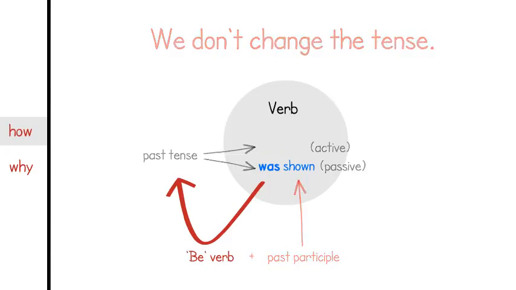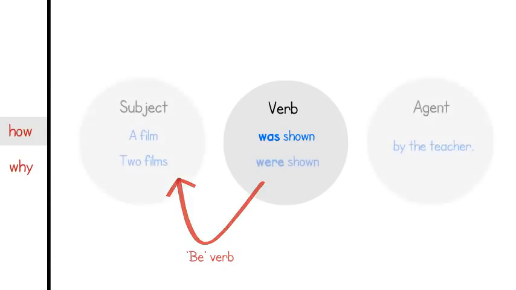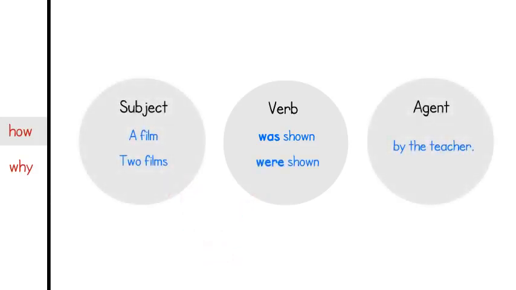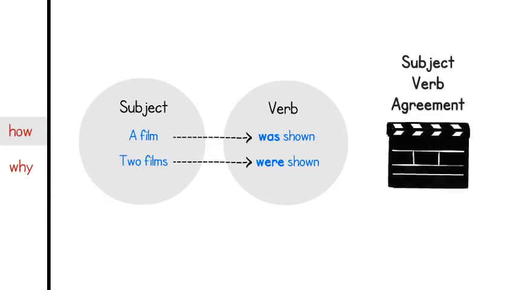Notice also that the form of the verb be must maintain subject-verb agreement with the new subject, as in this example. A film was shown by the teacher, but 2 films were shown by the teacher. For more on this, refer to the video on subject-verb agreement.